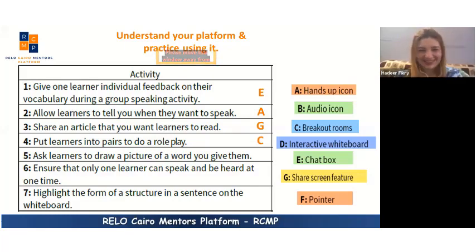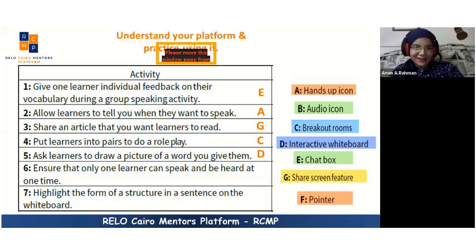Well done, guys. Number five, how to ask learners to draw. Now we come to their favorite part. Ask learners to draw a picture of a word that you give them. So we need which feature? Yes, we need D. I'm glad to see many correct answers. Farah, yes, it's great. Farah answered till seven.